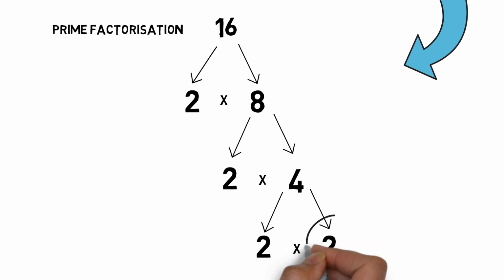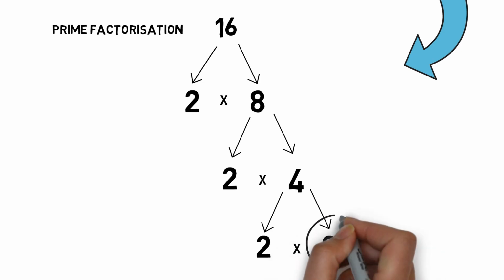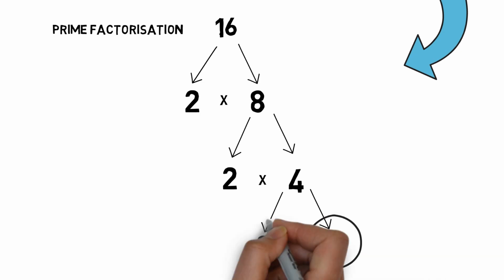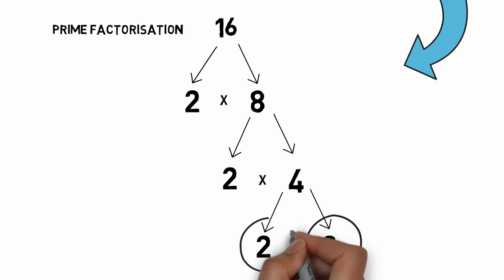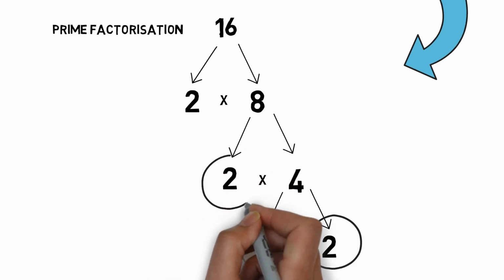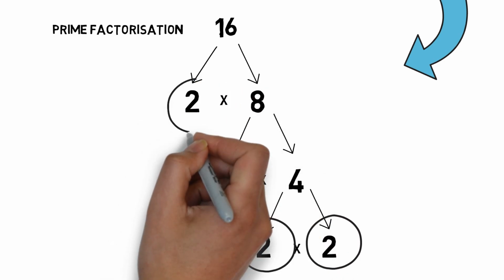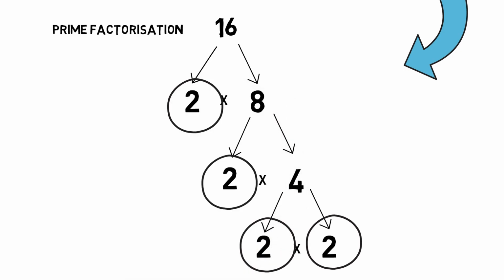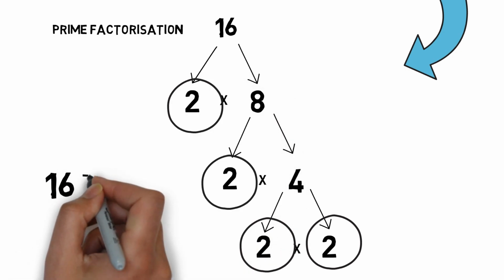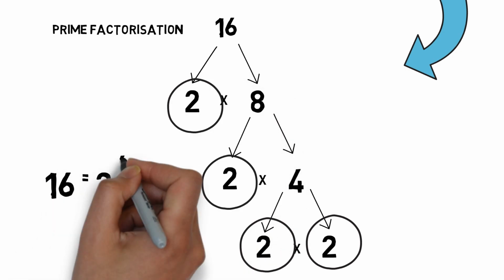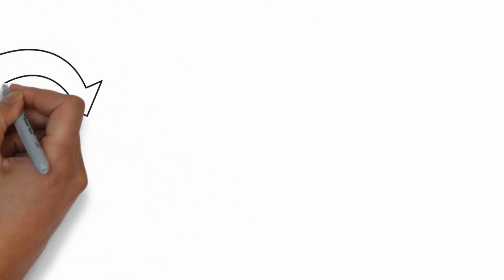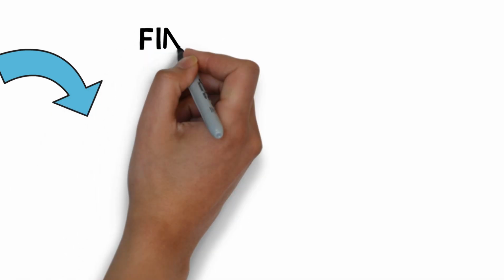Now we have 1, 2, 3, 4. We have 4 2's. So we know our prime factorization for 16 is 2 to the power of 4. Excellent, well done. Okay, now we know how to do our prime factorization. Now we can use this skill to find the least common multiple.